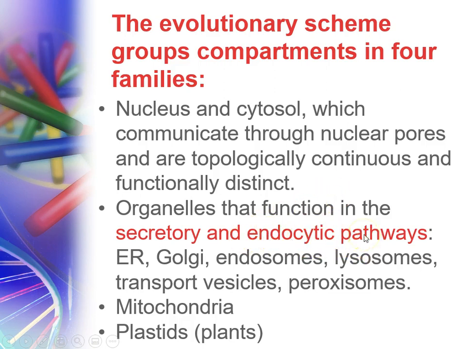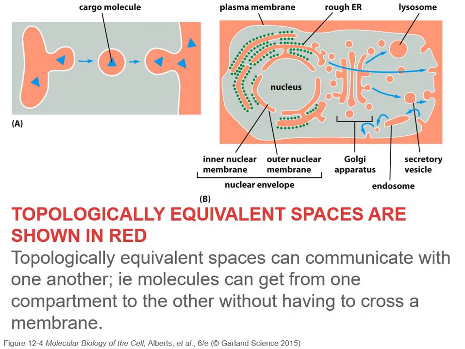We also have organelles that function in the secretory and endocytic pathways. This is part of cellular trafficking. That would be the endoplasmic reticulum, Golgi, endosomes, lysosomes, transport vesicles, and peroxisomes. They're all grouped together. The mitochondria, as we saw, are isolated, so we'll talk about those. Plastids are similar, but plants are beyond the scope of this course.